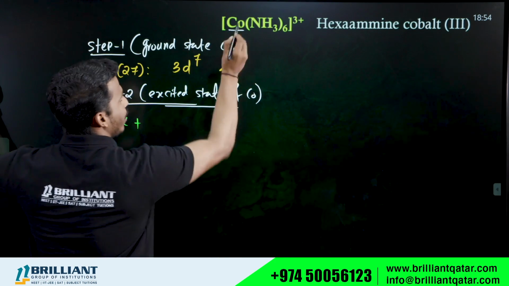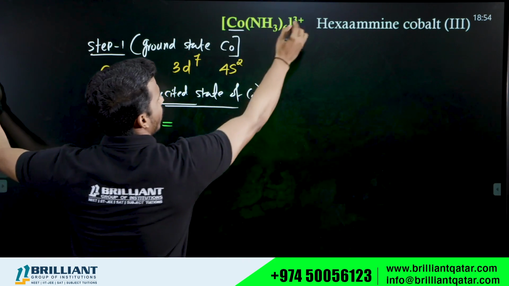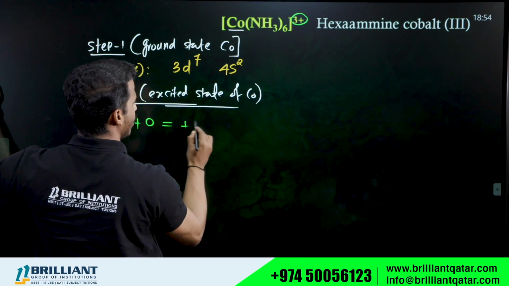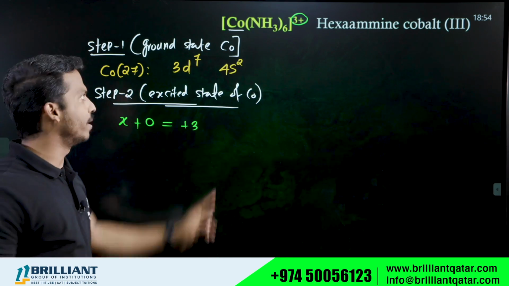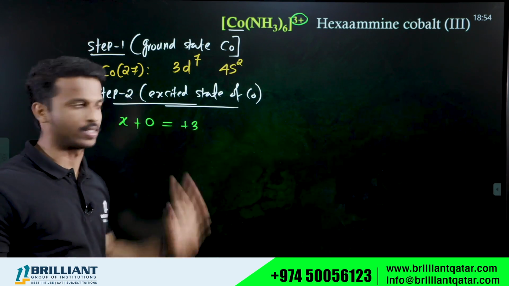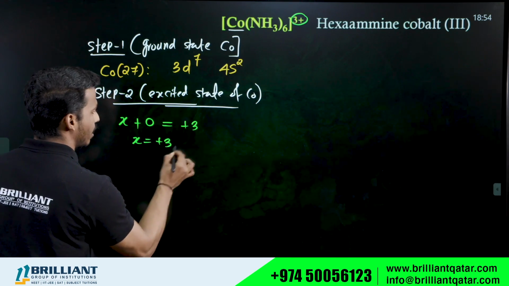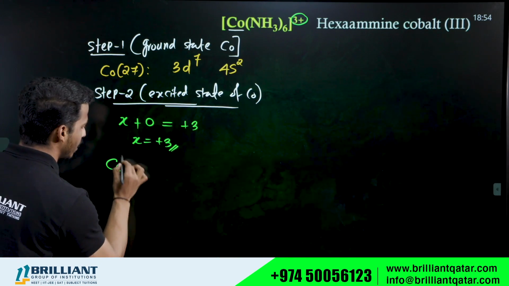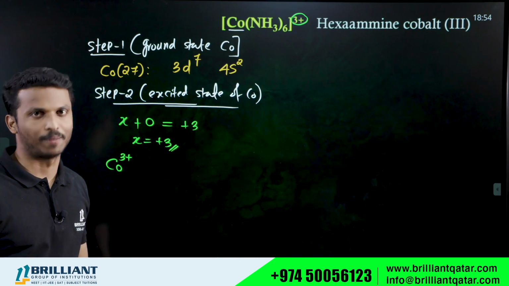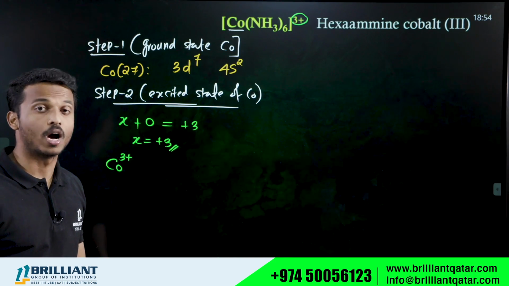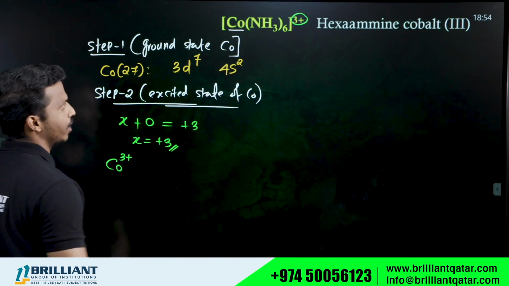You know, amine is a neutral ligand, charge is 0. Overall charge of the complex is +3, right? If it is a neutral compound, you will write the overall sum equal to 0, but it is a charged compound, therefore +3. So X is equal to +3, meaning the oxidation state of cobalt is +3. So cobalt is in 3+ oxidation state. What is the meaning of 3+? It has to lose its outermost 3 electrons. So dear student, this is the electronic configuration.